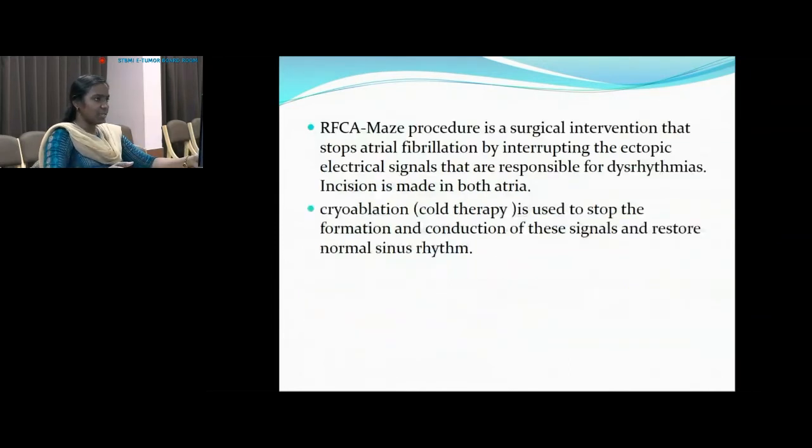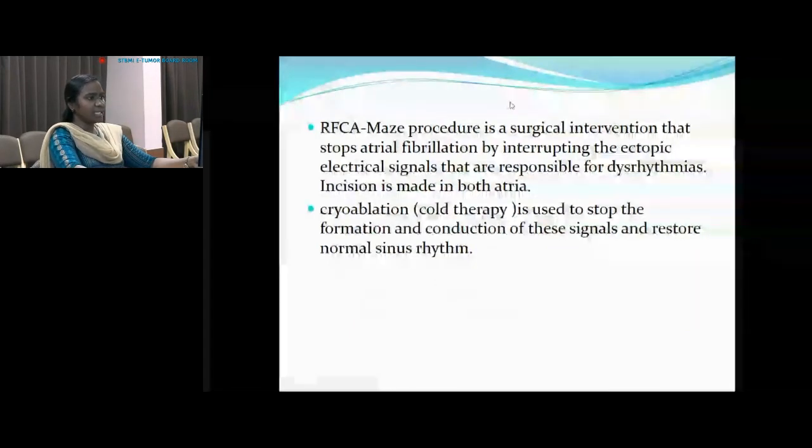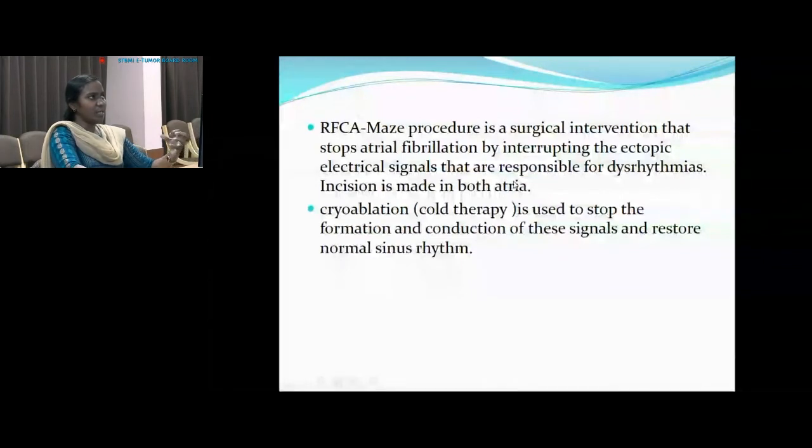It is a surgical procedure, and it stops atrial fibrillation by interrupting the ectopic electrical signals that are responsible for dysrhythmias. Here the incision will be made in both atria, so the abnormal or ectopic focus we could observe can be removed. That is the surgical procedure called the MAZE procedure. And cryoablation, cold therapy, also can be done. It is used to stop the formation and conduction of these signals and restore normal sinus rhythm.